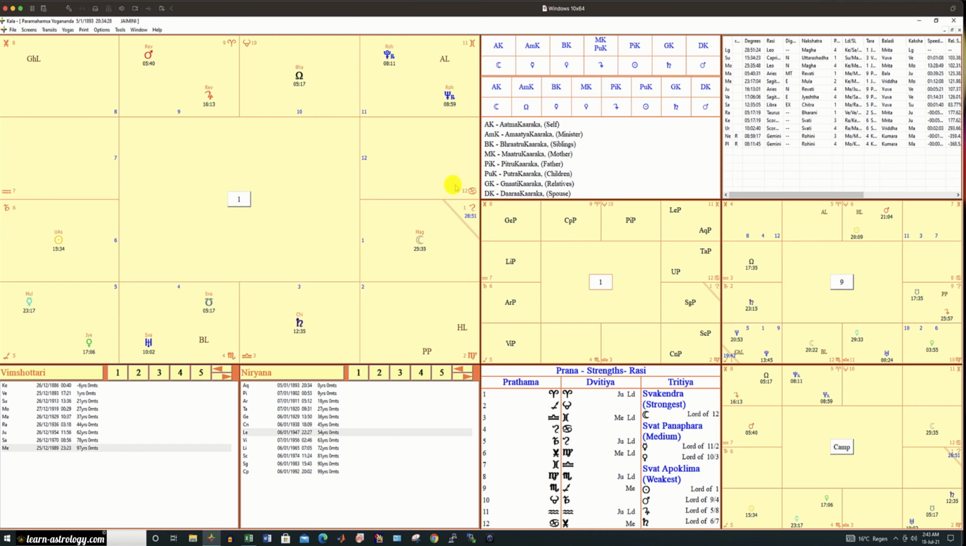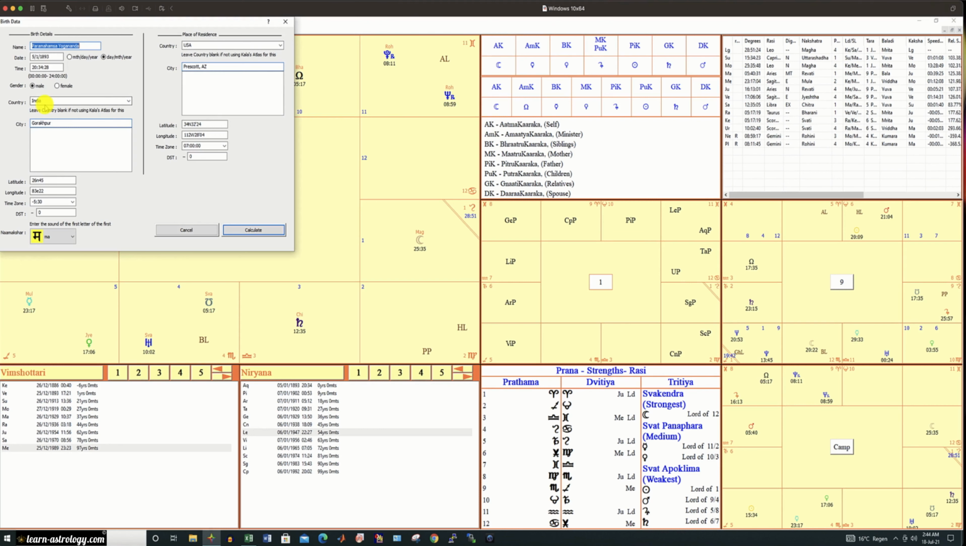So here I have the chart of Paramahamsa Yogananda. Okay, this is the example we are going to use. In this case, his birth time is 5th of January 1893 at 20:34 and 28 seconds. Place of birth is India, Gorakhpur. That's the one you have to use.